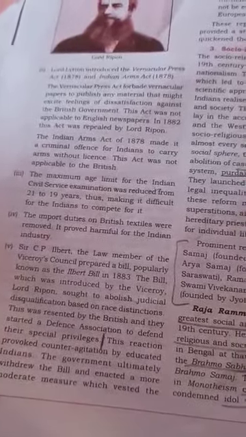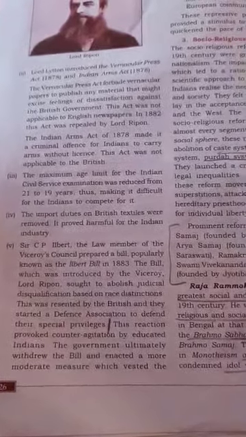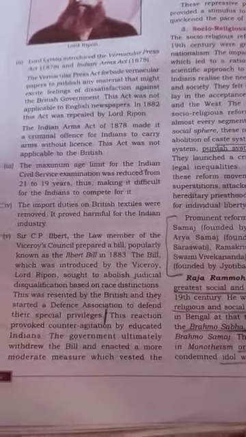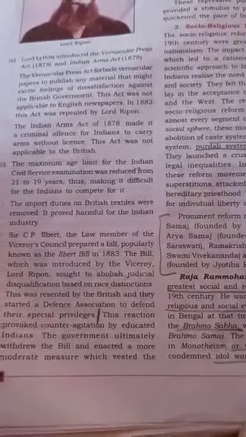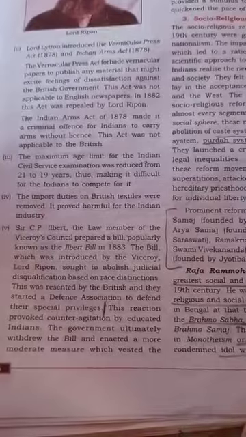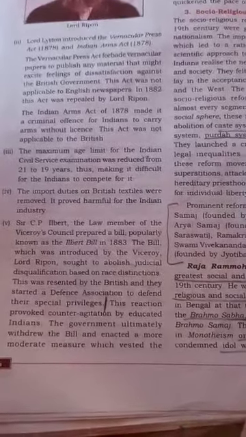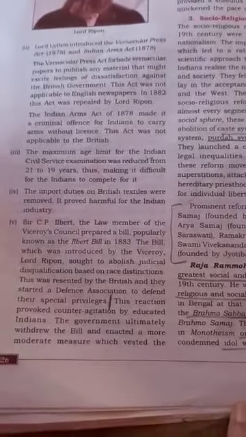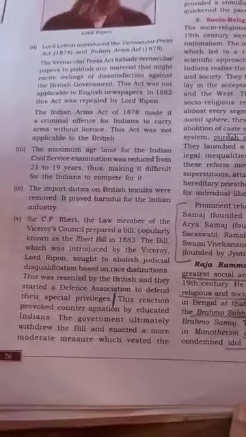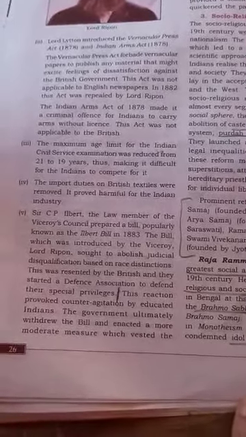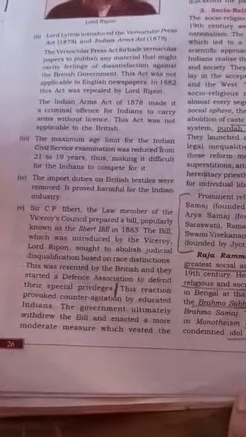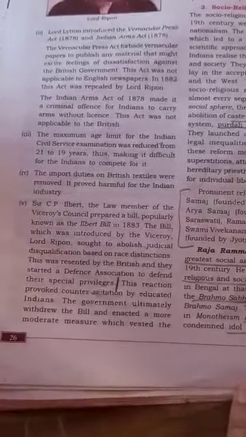Then the fifth point, it is very important, children. It's the Albert Bill, named after Sir C.P. Albert, who was a law member of the Viceroy's Council. He prepared a bill known as the Albert Bill, and it was introduced by Viceroy Lord Ripon. According to this bill, they wanted to abolish judicial disqualification based on racial discrimination. Are you getting me? They didn't want racial discrimination between Indians and Britishers in the selection of people in the judiciary.